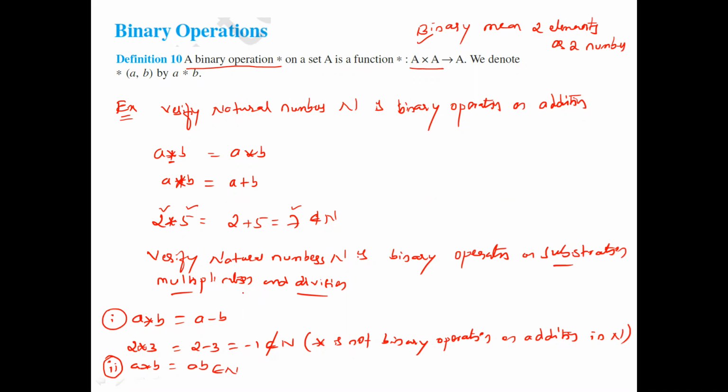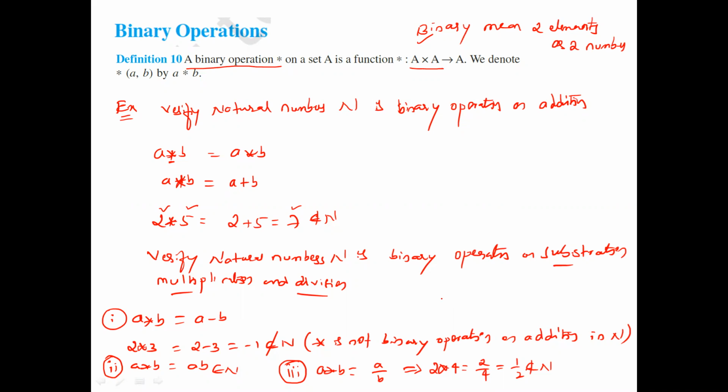Next, how to go for the division? How to take the division? Division means A star B equal to A by B. Now I'll take this one, 2 star 4. What is here? 2 by 4. 2 by 4 means 1 by 2. 1 by 2 belongs to natural number? No, because you get the point value. Natural number means 1, 2, 3. So therefore, division is not a binary operation on the set n.